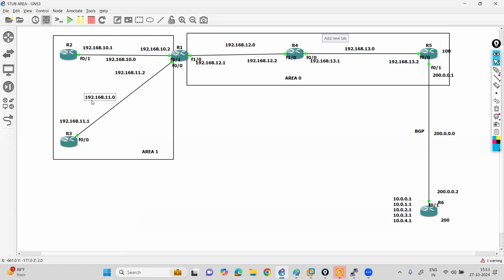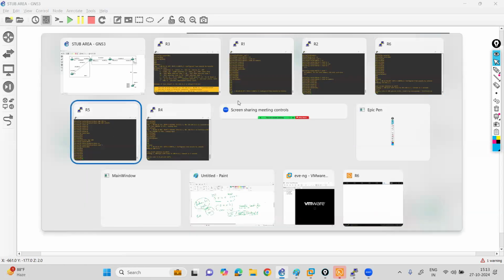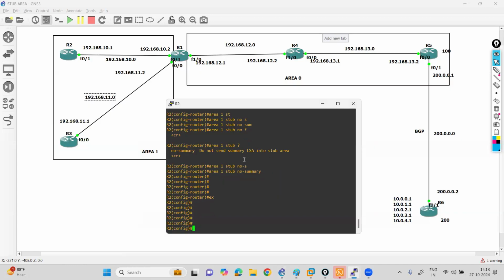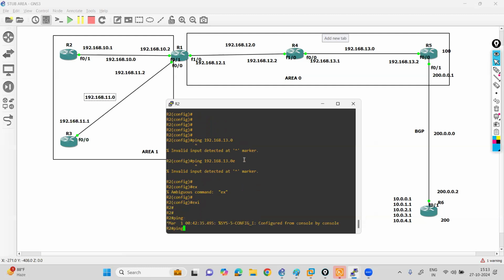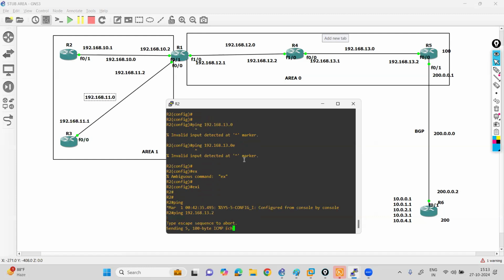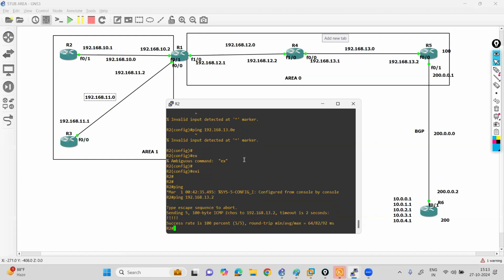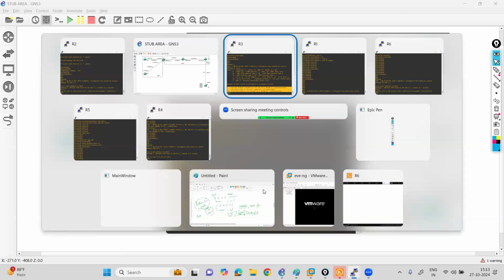So are we still able to ping router 4 and router 5 from router 2 and 3? Yes, we can ping. Let's go to router number 2. Let me ping. We have to do this in privilege mode. Ping 13.168.13.2. Yes, they are pinging.